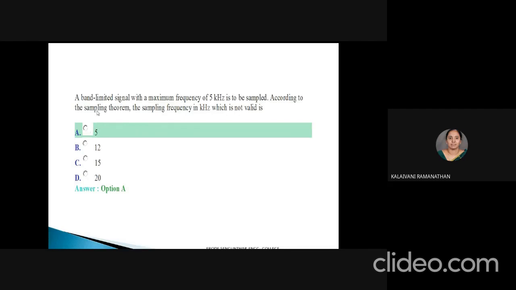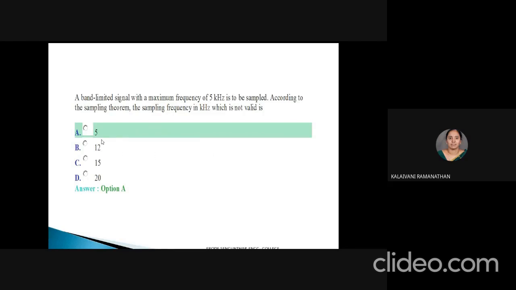First you have to recollect what you mean by a sampling theorem. In case of a sampling theorem, you will be able to retrieve the original signal from the samples, provided the sampling frequency is greater than twice that of the maximum frequency present in the given signal. You will depict it in mathematical form as Fs must be greater than or equal to 2 Fm. Here Fm is given as 5 kilohertz. So Fs must be greater than or equal to 2 into 5, that is 10 kilohertz.